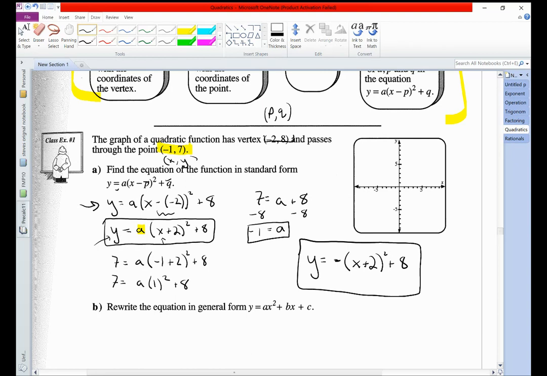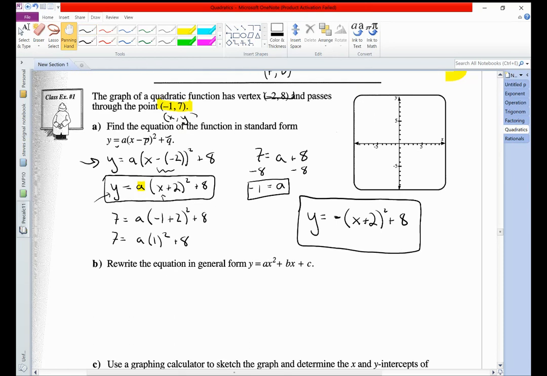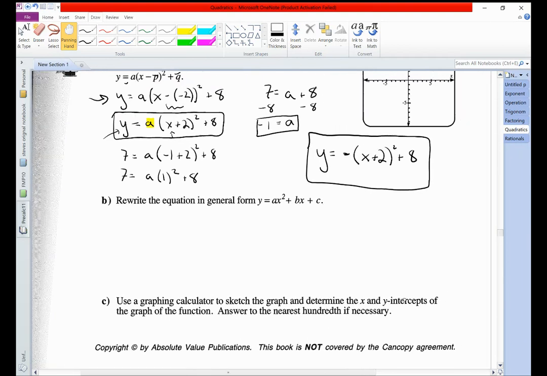Now what we're going to do is rewrite the equation in general form. So I'm just going to scroll down a little bit, if it'll let me. My computer's being super laggy, and I apologize.